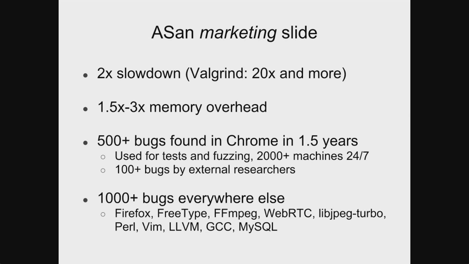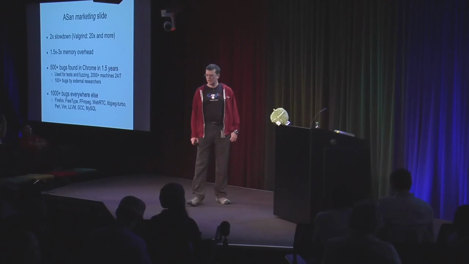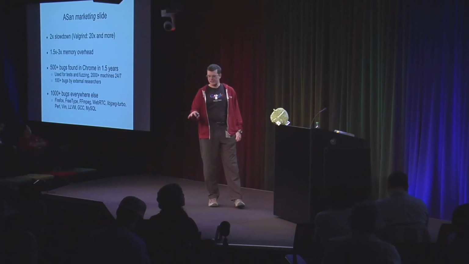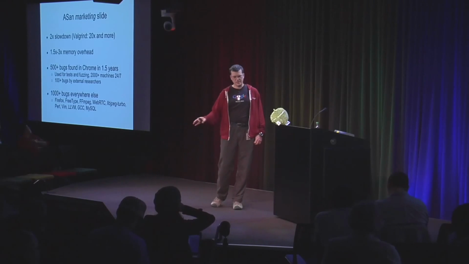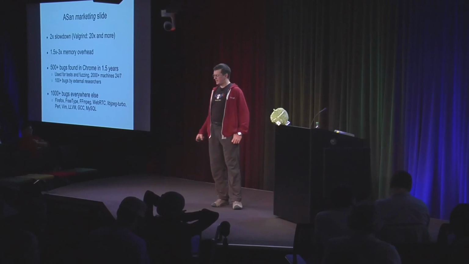So this is a marketing slide, my favorite. First of all, for those of you who have heard about Valgrind, by the way, who have heard about Valgrind? Good. So if you know Valgrind, ASan is 10 times faster, sometimes 100 times faster, and it finds some of the bugs that Valgrind doesn't. The memory overhead of the tool is also tolerable, usually within 2 times.